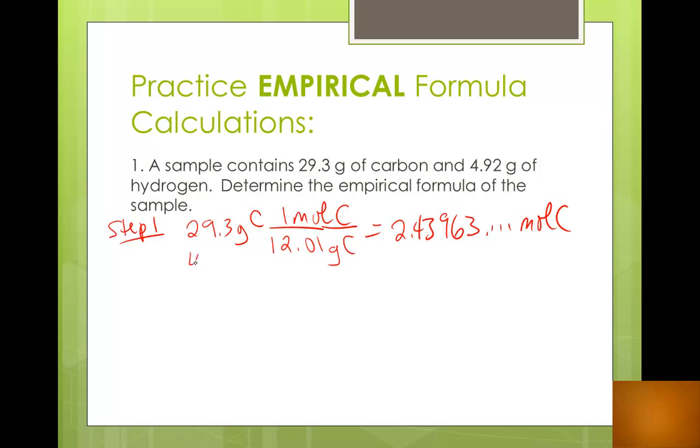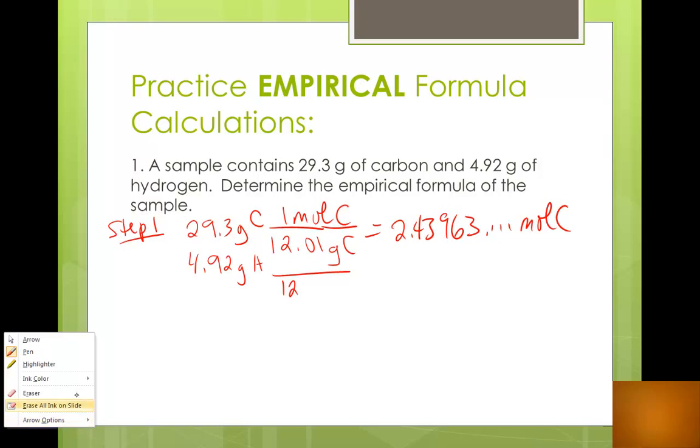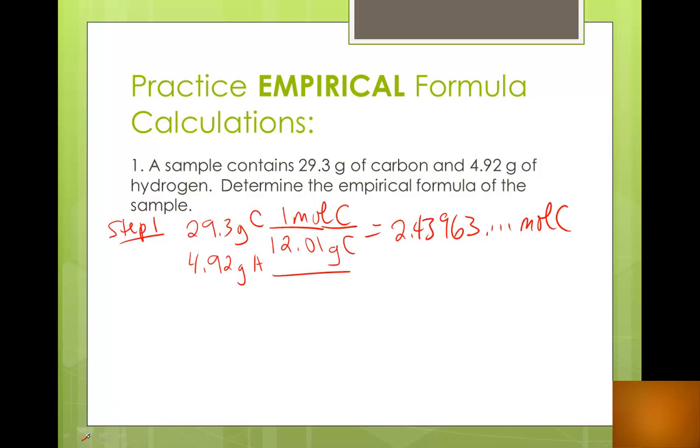Then I will likewise take my 4.92 grams of hydrogen, not 12.01, that was for carbon. 1.008 grams of hydrogen, 1 mole of hydrogen on top, and I get 4.88095 moles of hydrogen. You'll notice I do not use diatomics because, again, I want the smallest whole number ratio. Step 2.